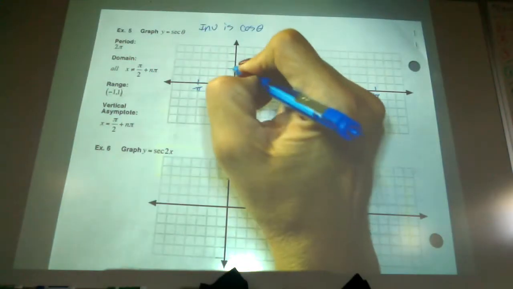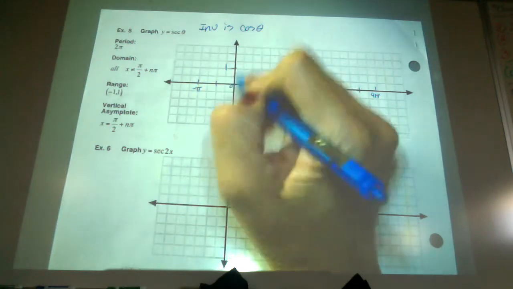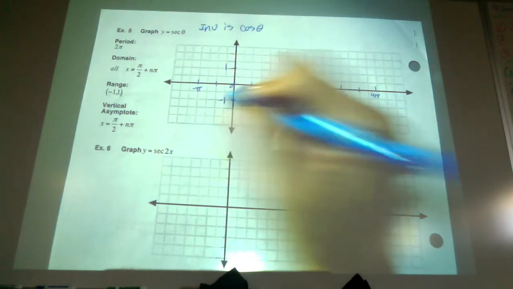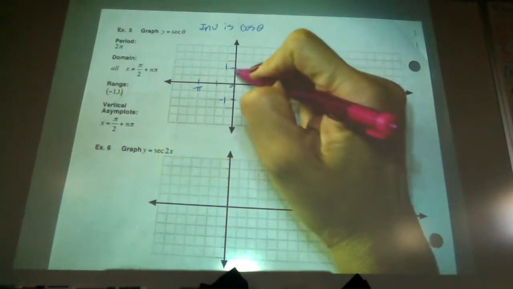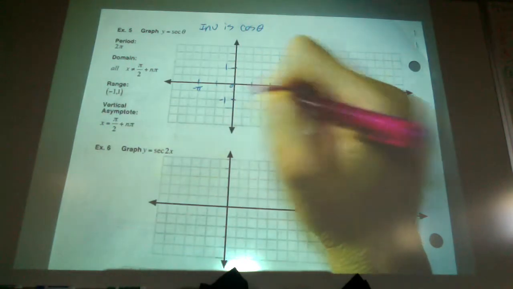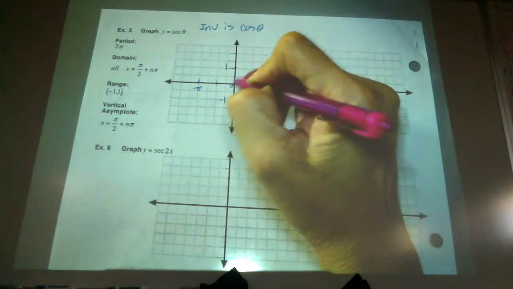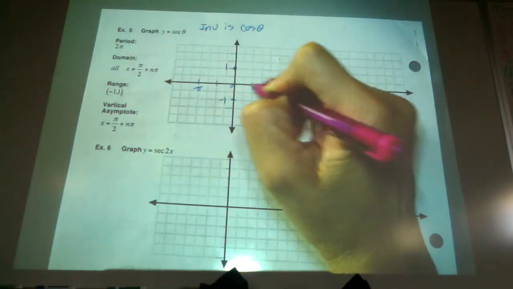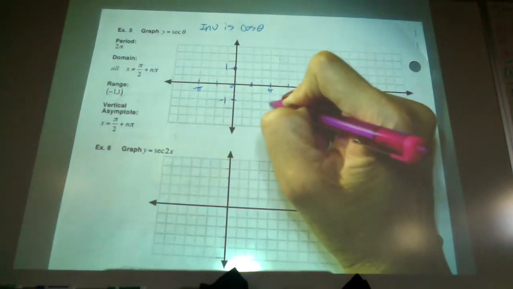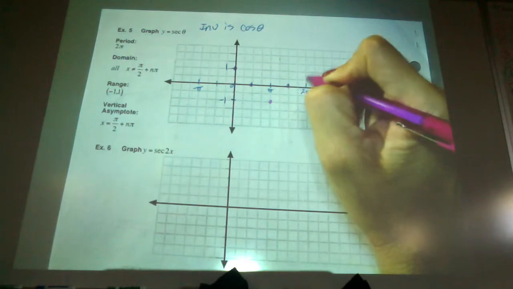Then my vertical axis, I'm going to make this 1 and this negative 1. So plot a regular cosine wave. Cosine starts up at the amplitude, and my key points have not changed from the unit circle. So up at the amplitude, 0, down to the amplitude, 0, and back up.